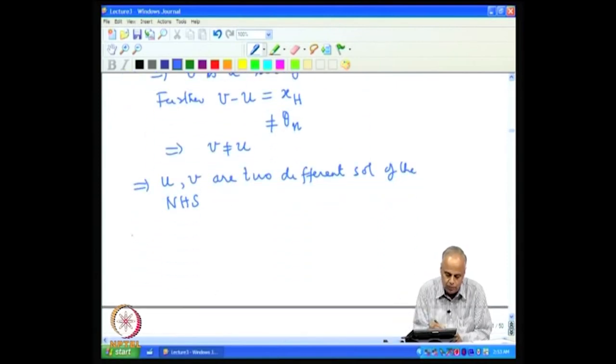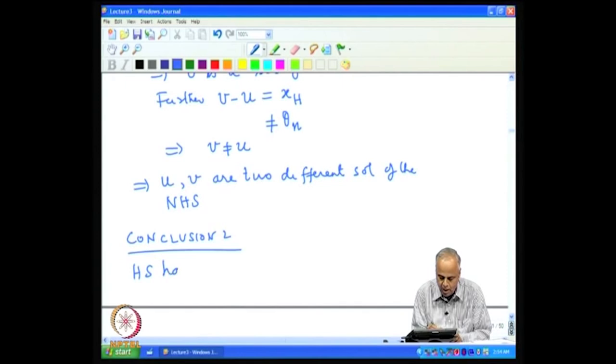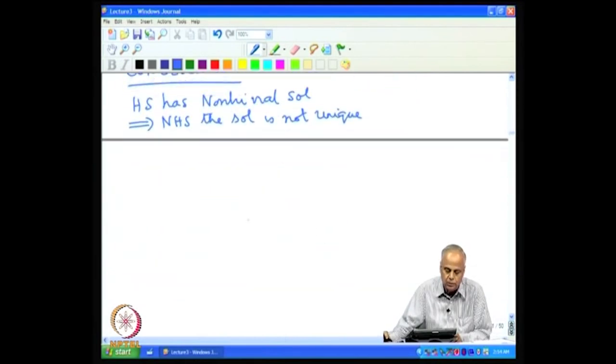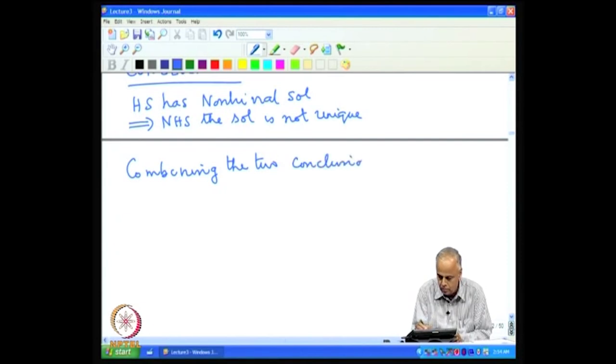So, what is the conclusion? The second conclusion is, when the homogeneous system has non-trivial solutions, that implies the non-homogeneous system's solution is not unique. Combining these two conclusions: in the first conclusion we showed the reverse, non-homogeneous not unique implies homogeneous has non-trivial solutions. Now we have shown that homogeneous non-trivial implies non-homogeneous non-unique. So, combining the two conclusions, we get the important result.